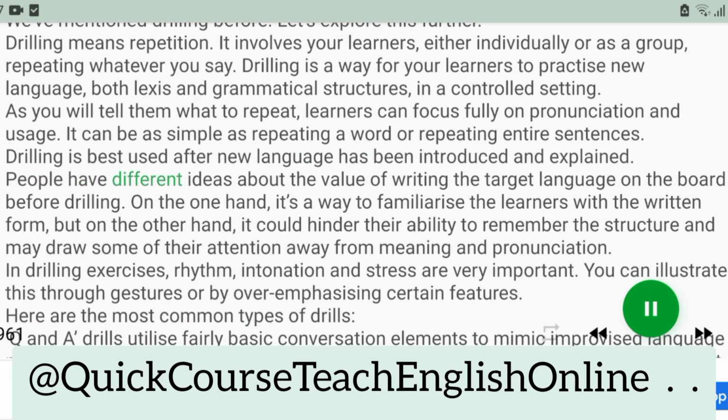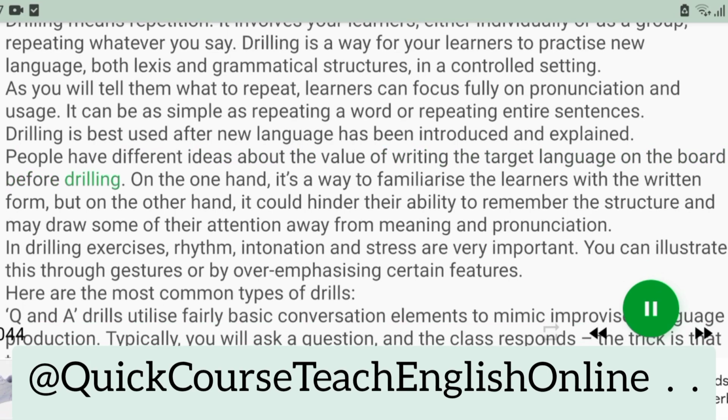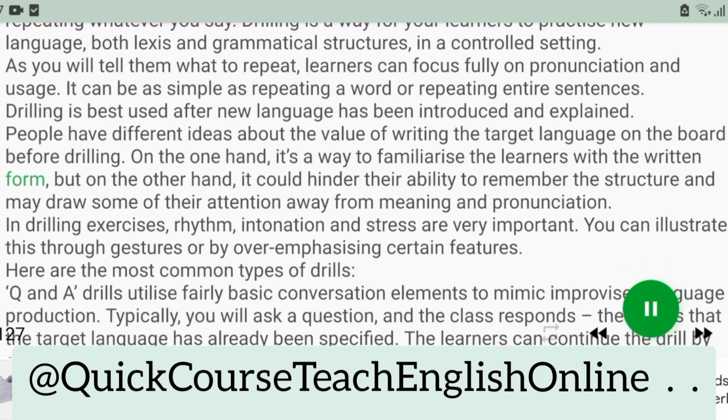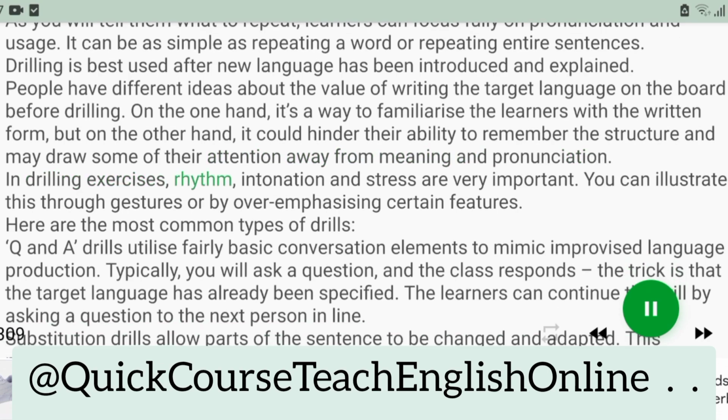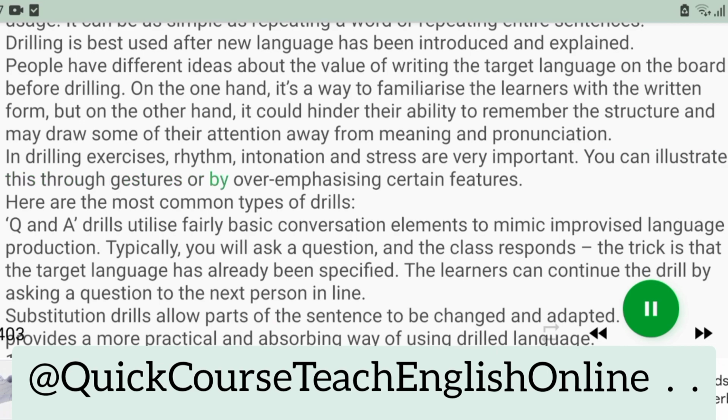People have different ideas about the value of writing the target language on the board before drilling. On the one hand, it's a way to familiarize the learners with the written form, but on the other hand, it could hinder their ability to remember the structure and may draw some of their attention away from meaning and pronunciation. In drilling exercises, rhythm, intonation, and stress are very important. You can illustrate this through gestures or by overemphasizing certain features.